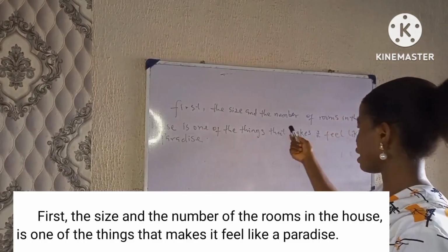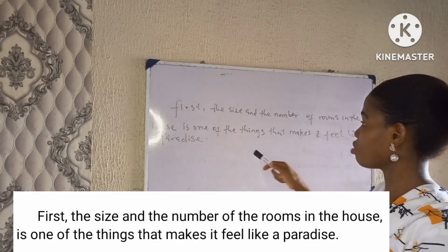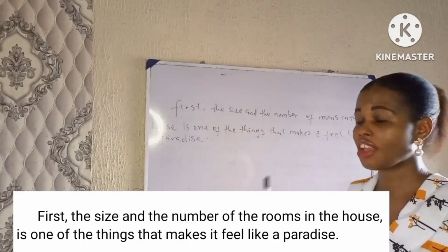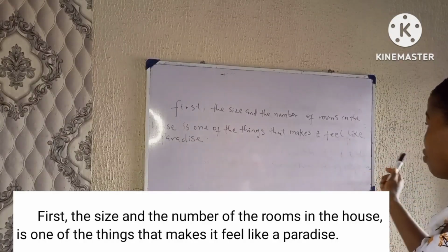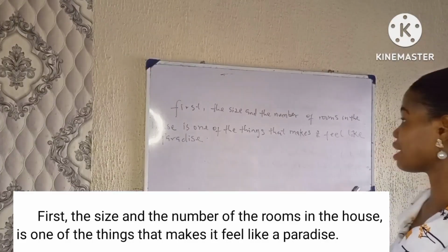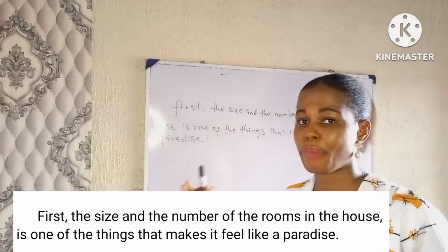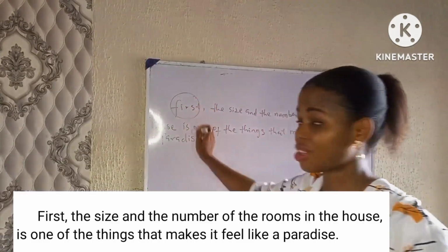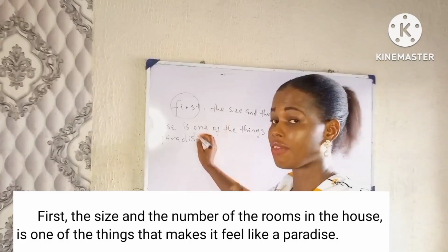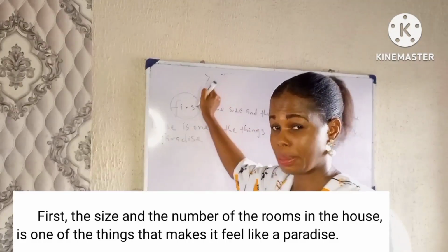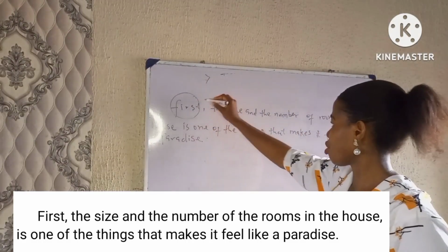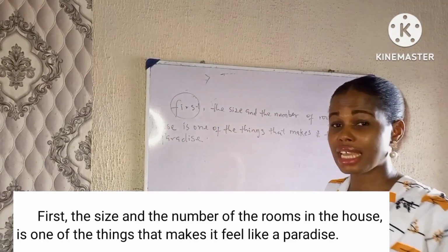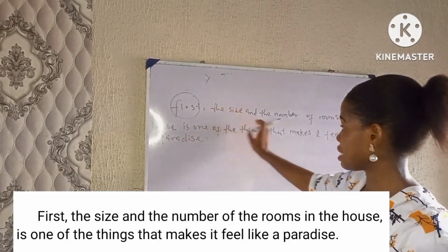"First, the size and the number of rooms in the house is one of the things that makes it feel like a paradise." Now can you see a linking word? This "first" links this paragraph to the introductory paragraph. The whole of this sentence is a topic sentence.